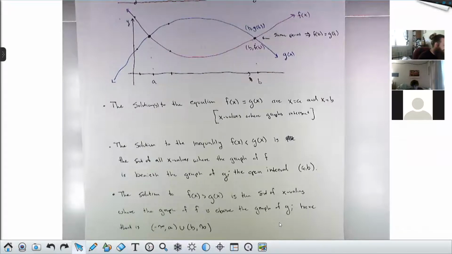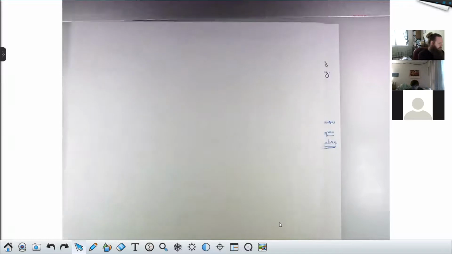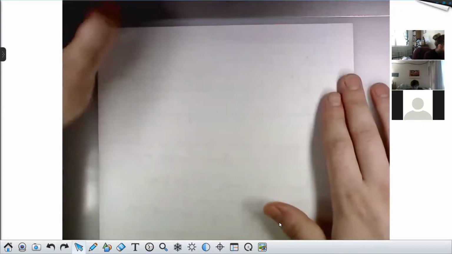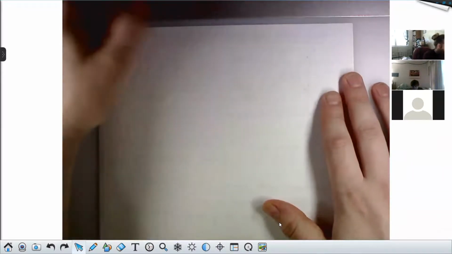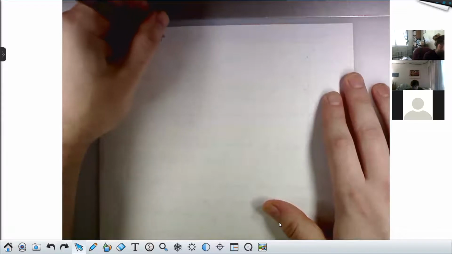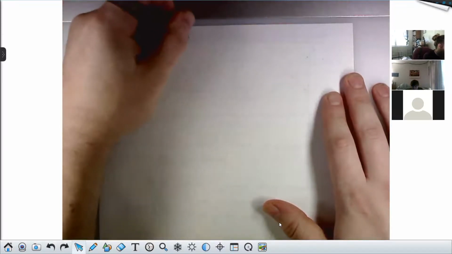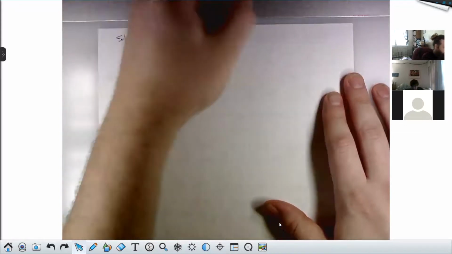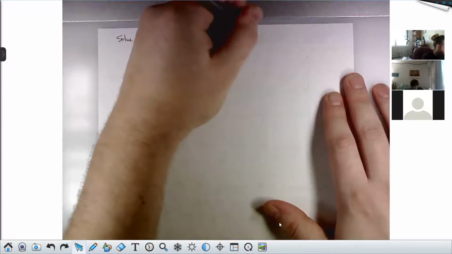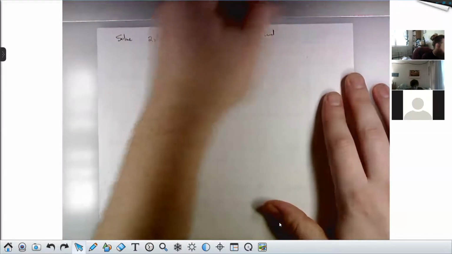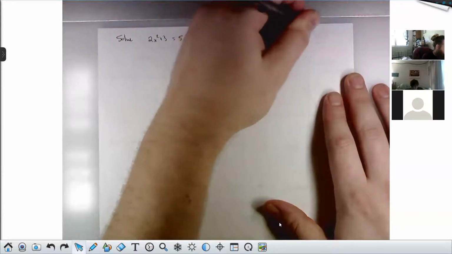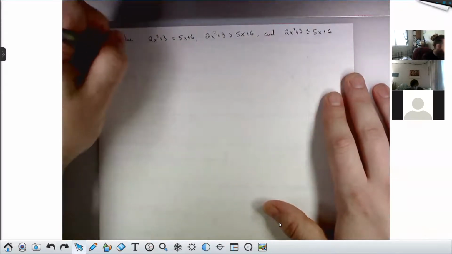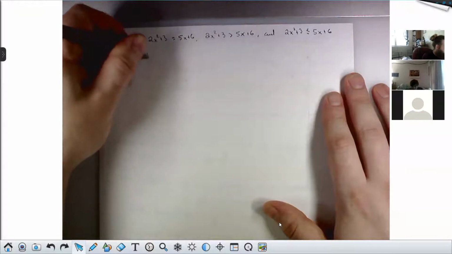Okay, then let's do this. Let's put this into practice. We're going to solve 2x squared plus 3 equals 5x plus 6. 2x squared plus 3 is greater than 5x plus 6. And 2x squared plus 3 is less than or equal to 5x plus 6. And we're going to do all of this graphically.